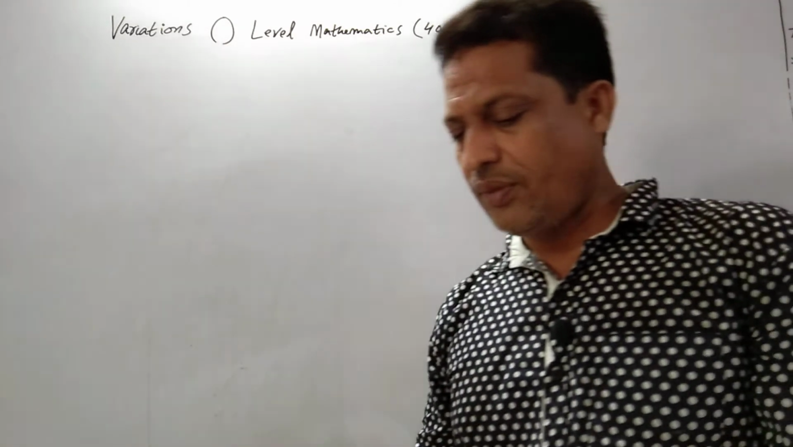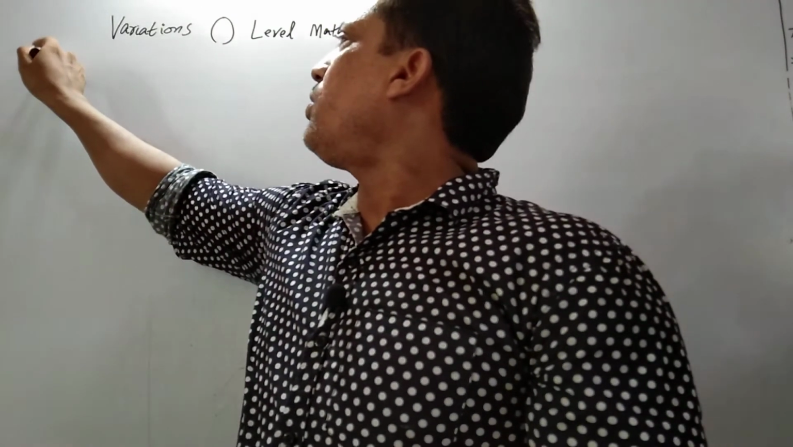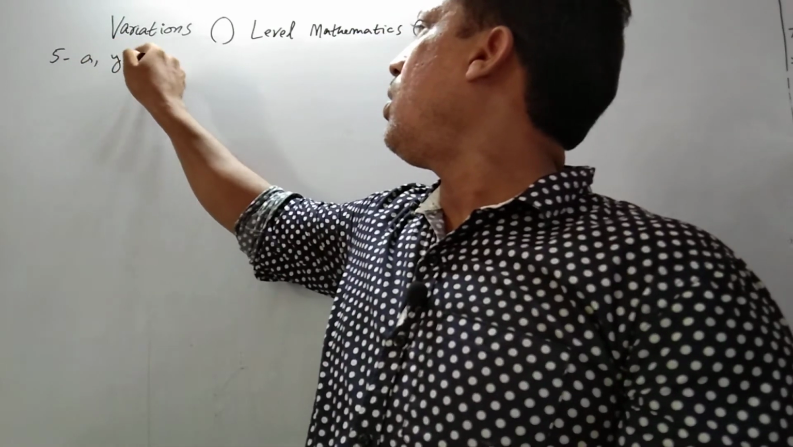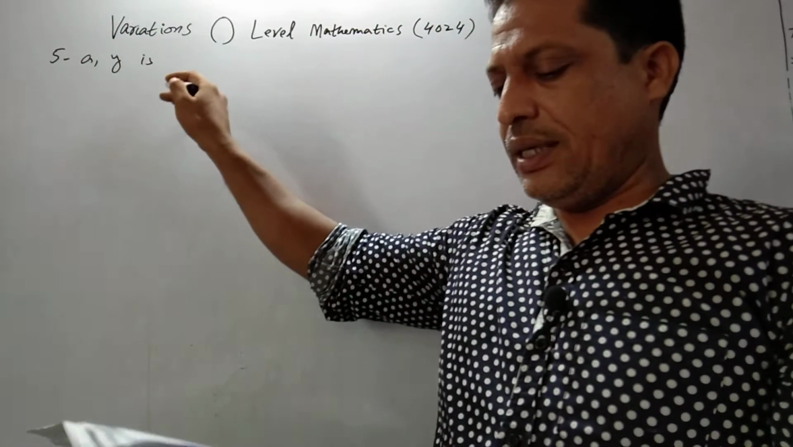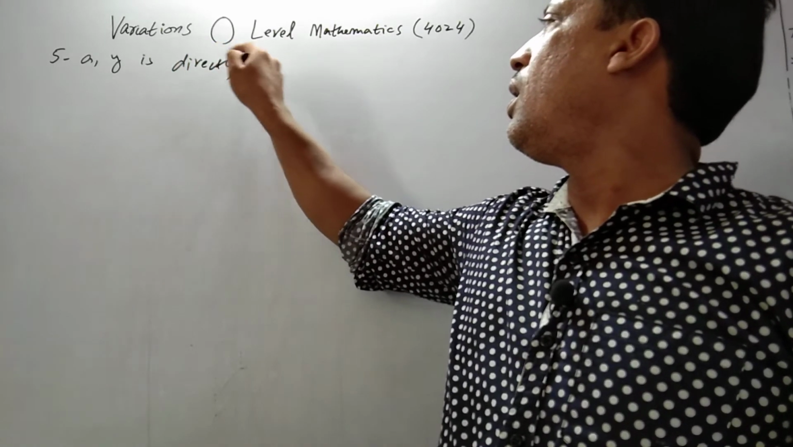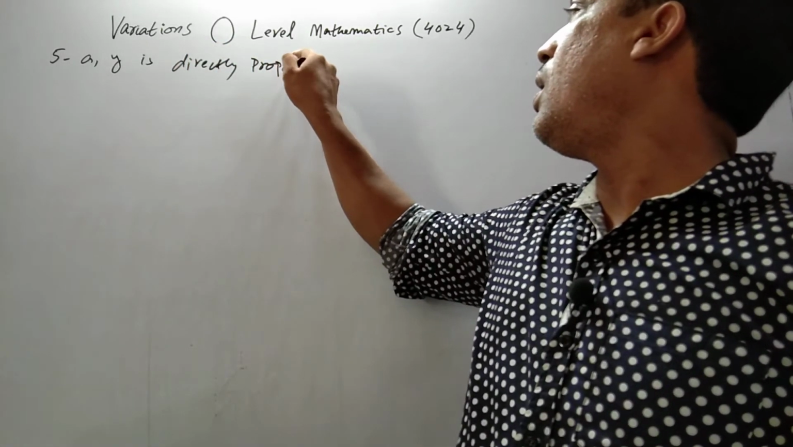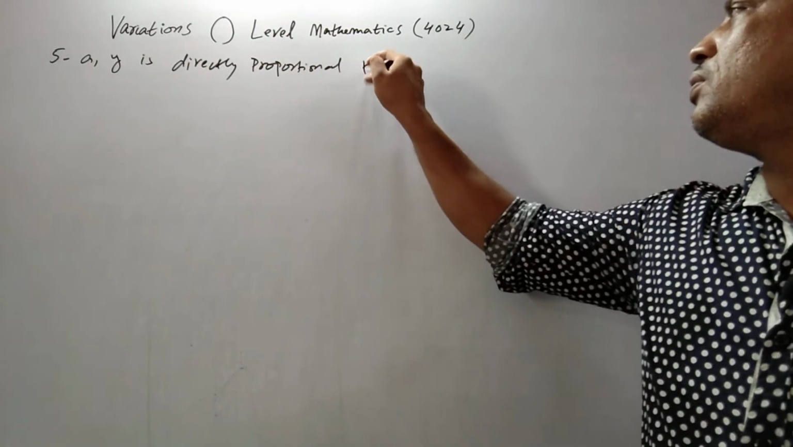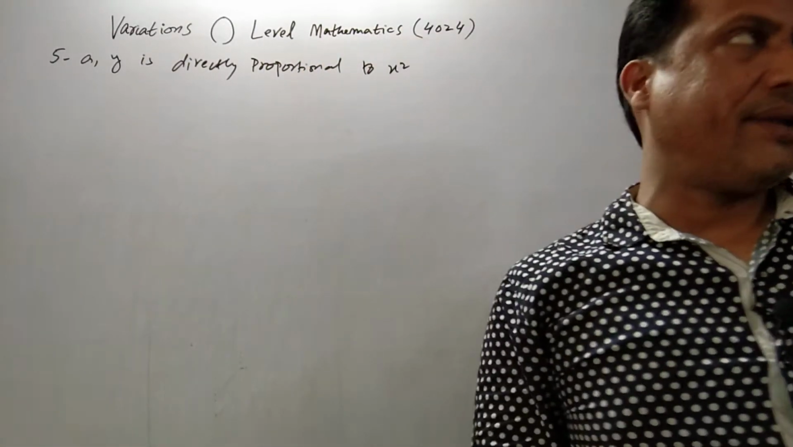Now, let's see question number 5. Part A. Y is directly proportional to x square.